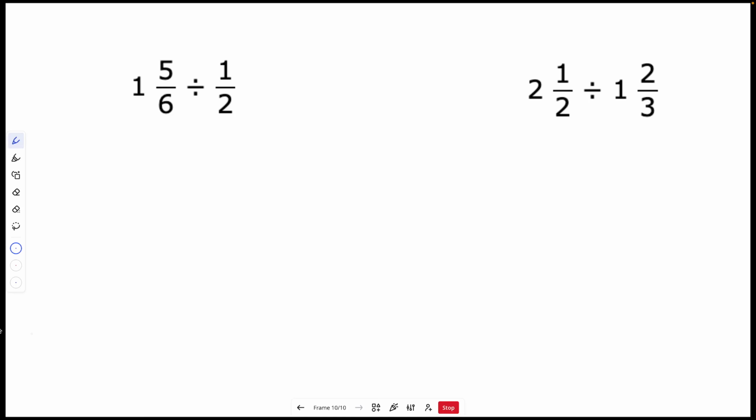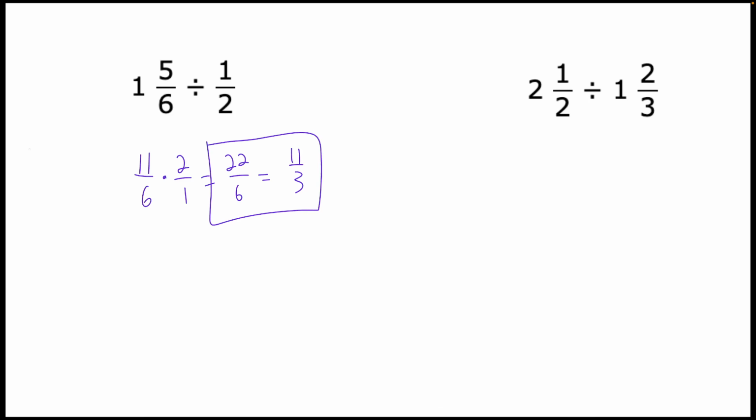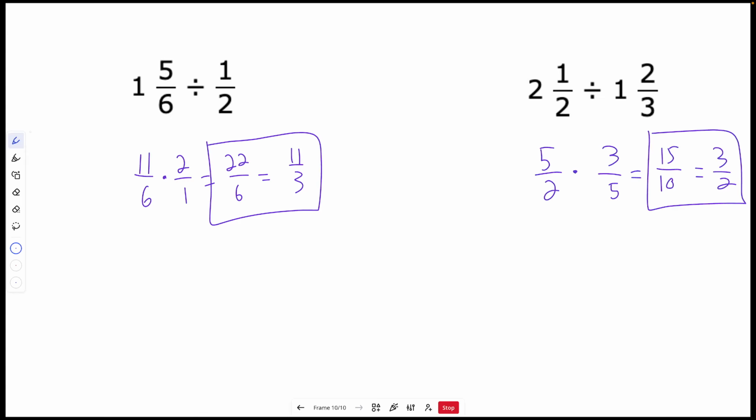Okay, now that you've had time to work these problems, let's check your solutions. For the first problem, here is the work. You should have gotten 22 over 6, or if you reduced, 11 over 3. And for the second problem, here is the work. Final answer should have been 15 over 10, or if you simplified or reduced, you got 3 over 2.